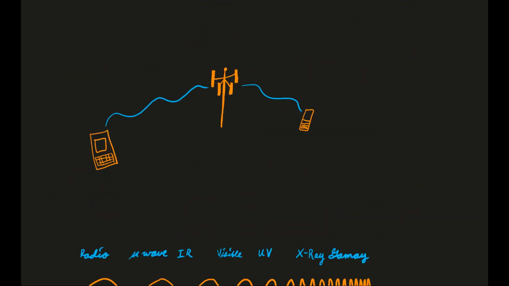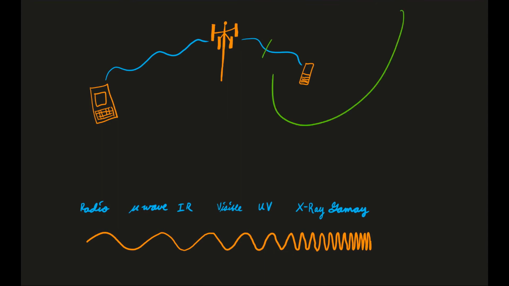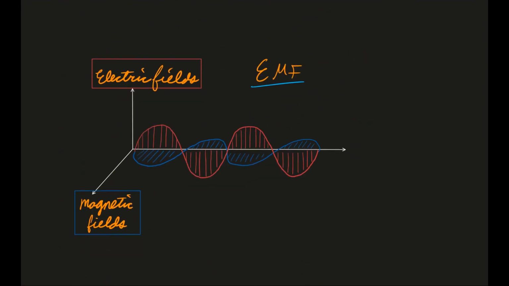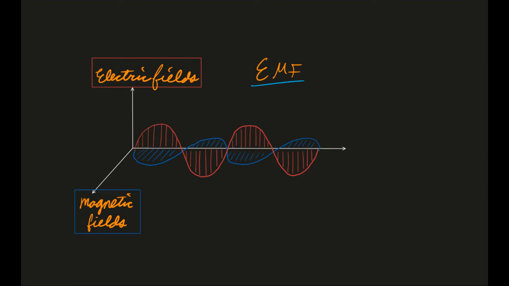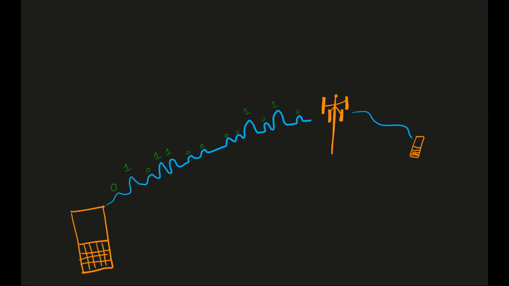The cell phone antenna sends out a specific type of wave called radio waves. Radio waves are a type of electromagnetic radiation that has the longest wavelength in the electromagnetic spectrum. Radio waves transmit data in the form of oscillating electric and magnetic fields called the electromagnetic field, EMF. But how do these radio waves encode our message? The text is coded as binary, which means zeros and ones, which is sent out in bursts.